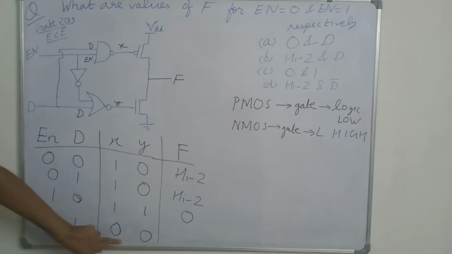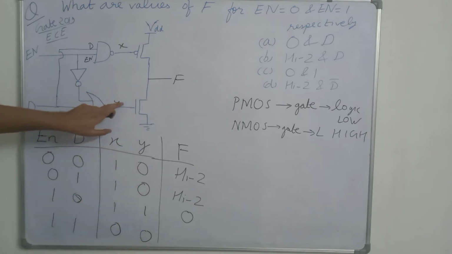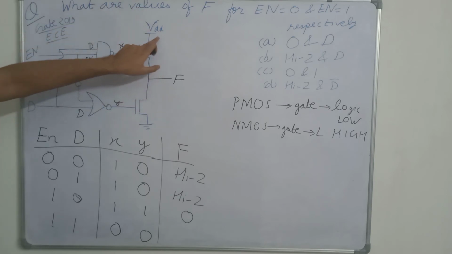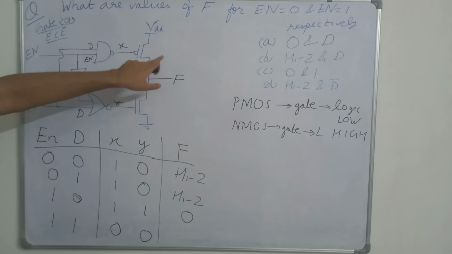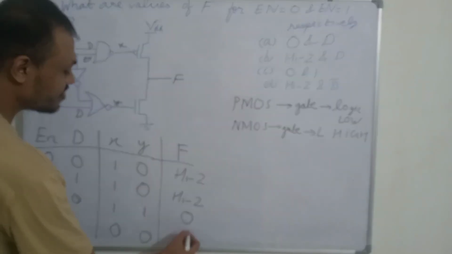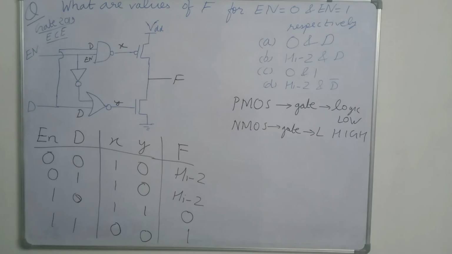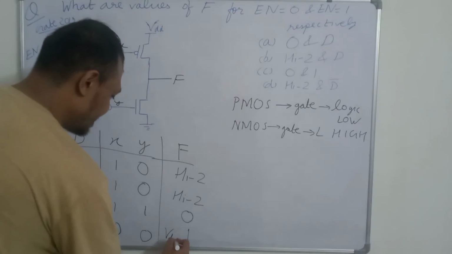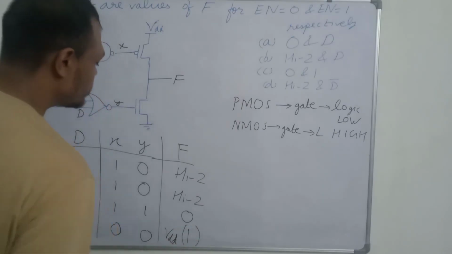So for the fourth case, X is equal to 0 and Y is equal to 0. So when Y is 0, NMOS does not conduct, because NMOS conducts when gate is at logic high. But PMOS will conduct, because X is at 0. PMOS conducts when gate is at logic low. So output will be connected to VDD, and VDD is considered as logic high. So output will be equal to 1.